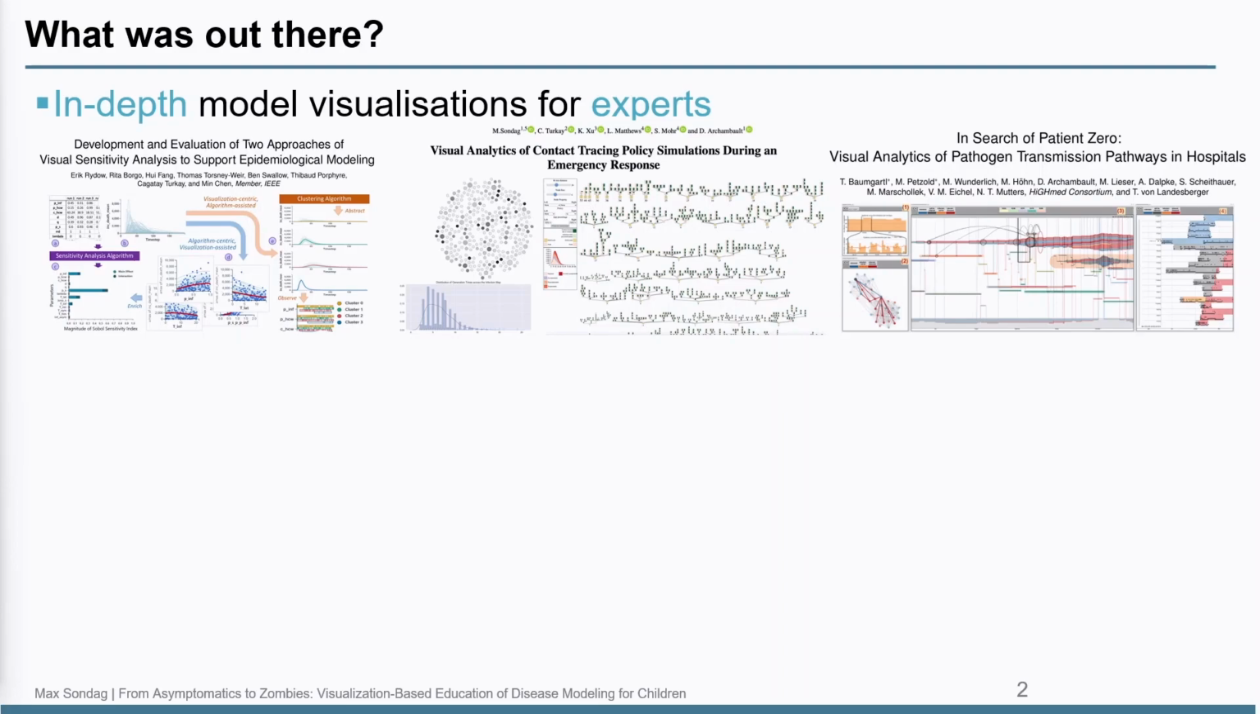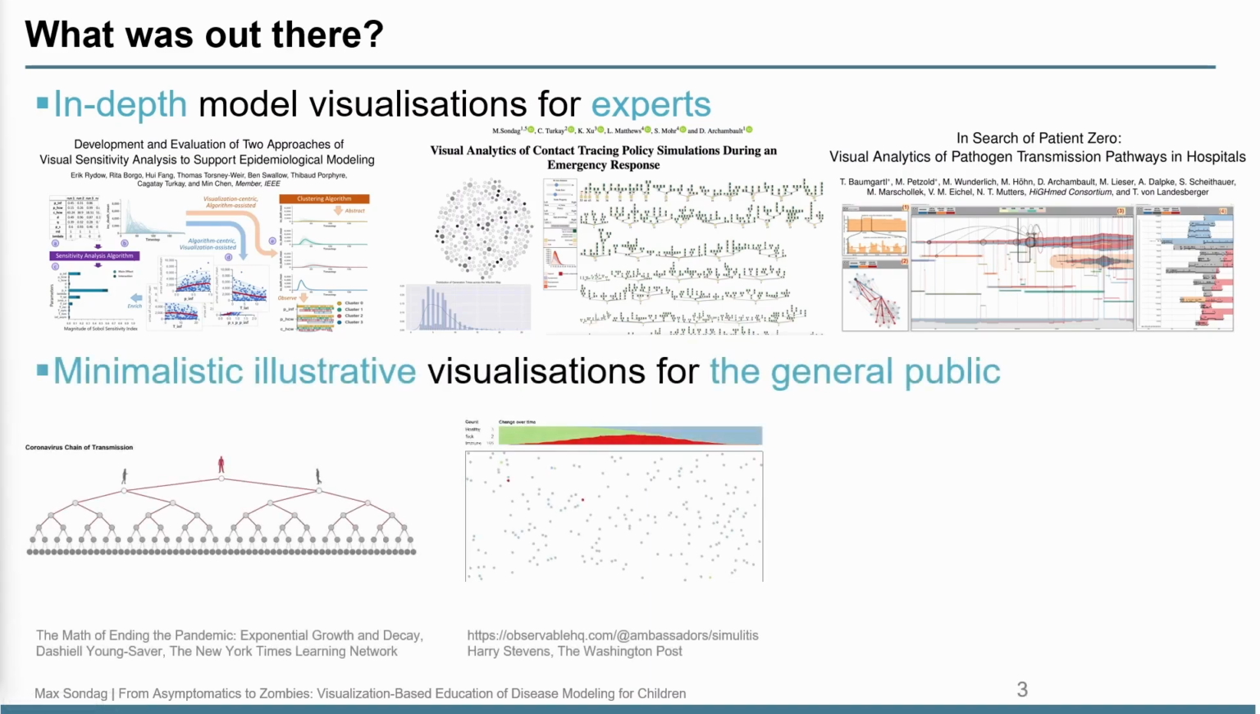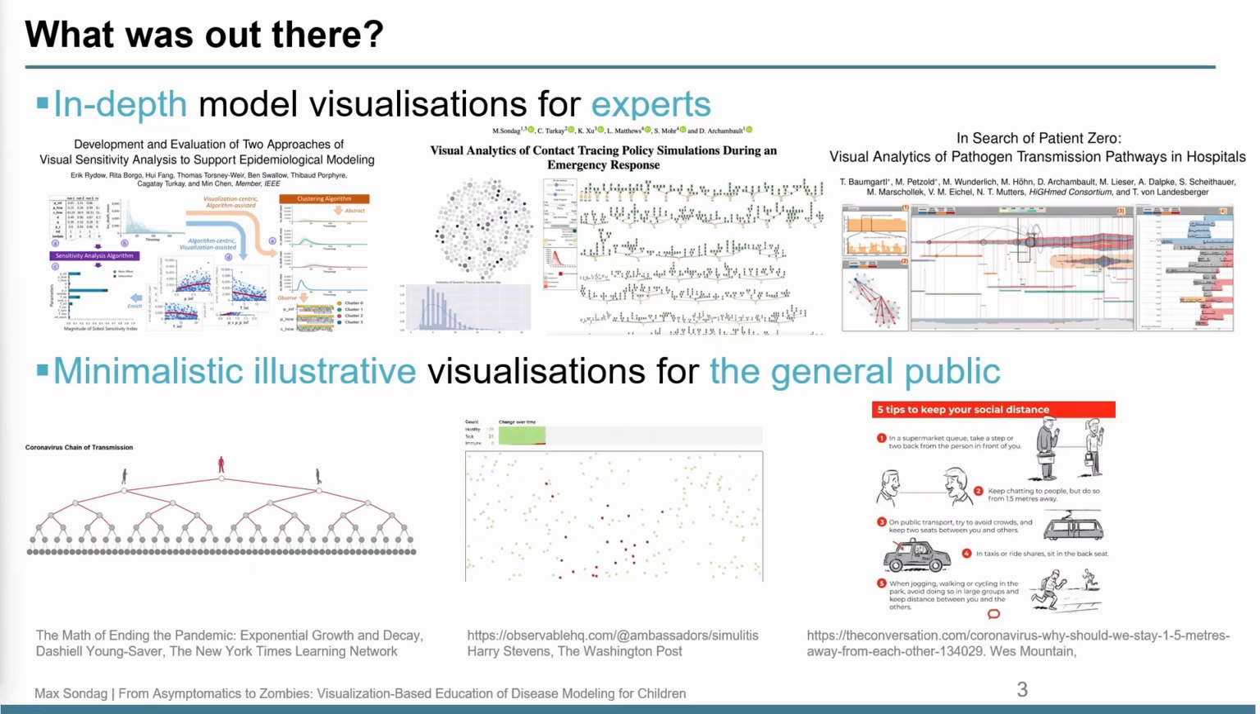One type is the in-depth model visualizations for experts. These are papers written by experts for experts of epidemiology, of public health, to figure out what's going on with the disease and how it is spreading. On the other hand, we have the minimalistic illustrative visualizations for the general public. These show how exponential spread works in general, how disease spreads in general, what you can practically do about the disease, what you should be doing as a person. They're great for getting a basic understanding of the disease and how it can spread, but they're a bit lacking in depth for educational purposes.